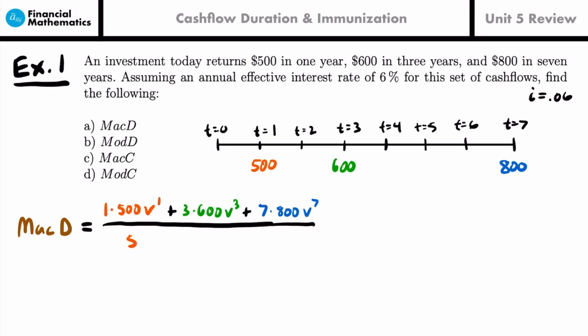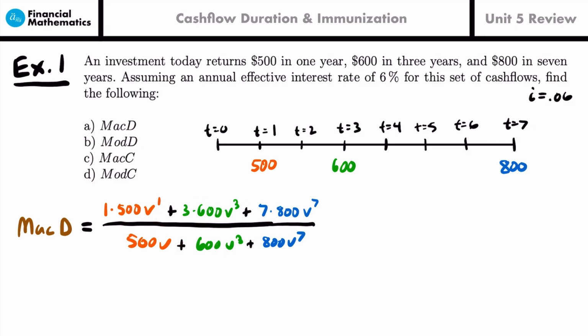All right, so we're just going to have 500v plus 600v cubed, and then plus 800 times v to the power of 7. All right, and that's all there is to the setup for the Macaulay duration. Now all you have to do is put all of this into a calculator.